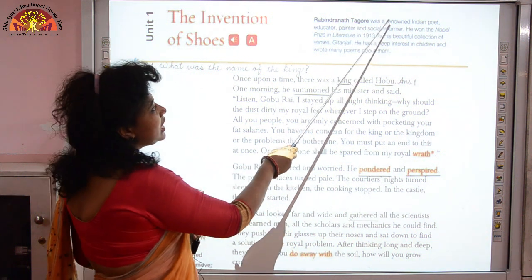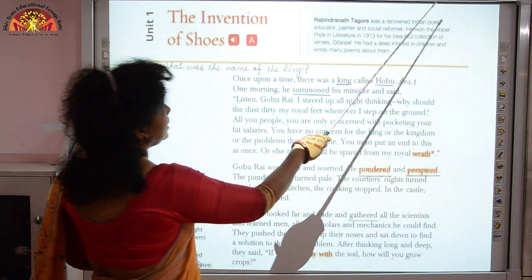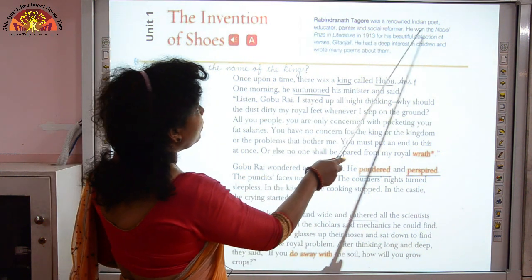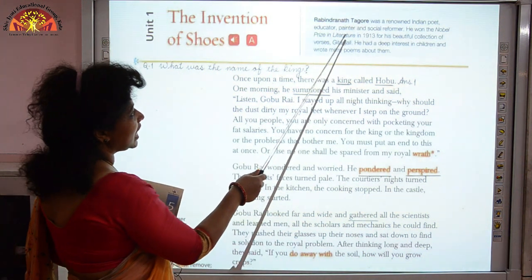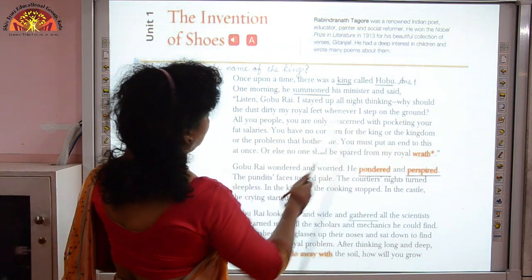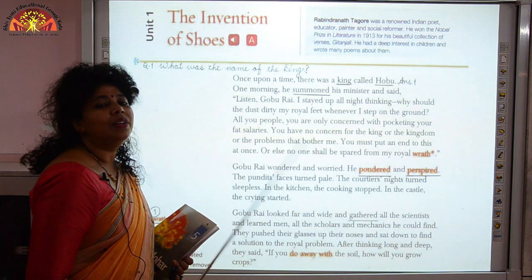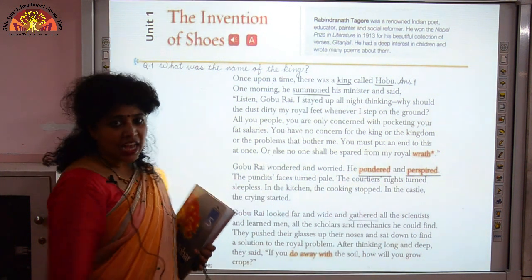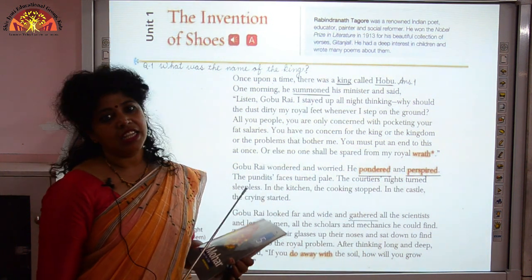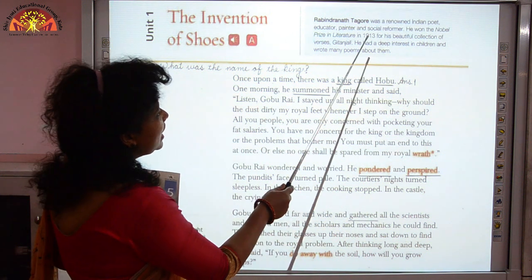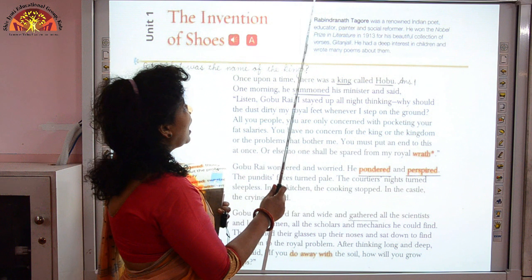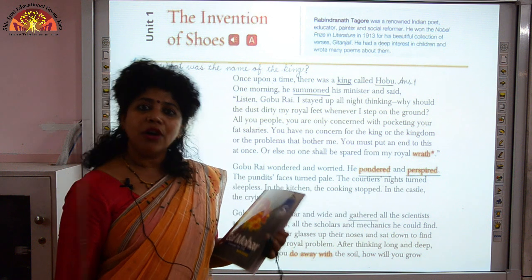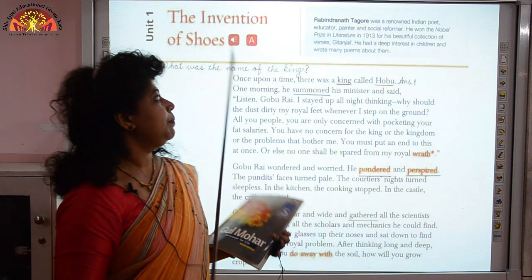Rabindranath Tagore was a renowned, means famous, Indian poet, educator, painter and social reformer. He won the Nobel Prize in Literature in 1913 for his beautiful collection of verses, Gitanjali, and he was the first Indian to receive a Nobel Prize. He had a deep interest in children and wrote many poems about them. That is, Rabindranath Tagore was very fond of children and he wrote many poems about them.